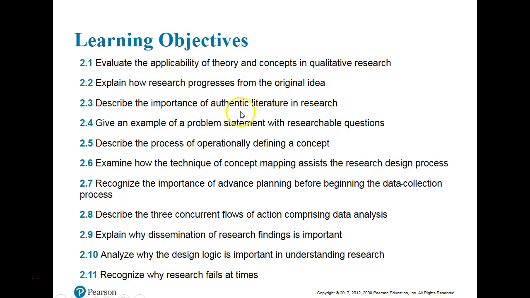We're going to describe the importance of authentic literature in research, doing it from peer-reviewed, empirically based journals. We want to give an example of a problem statement with researchable questions. We're going to talk about the process of operationally defining a concept. Examine how the technique of concept mapping works; you will have a concept map to turn in, I think next week or the week after. Understand the importance of advanced planning before you begin any data collection process. This is true in any type of research study.